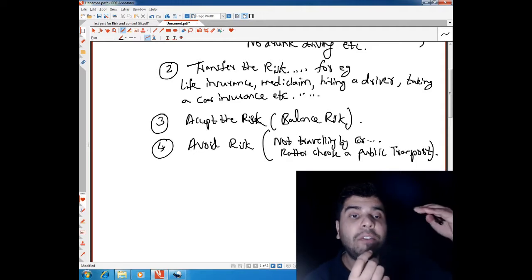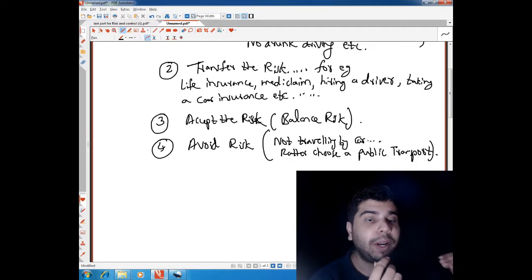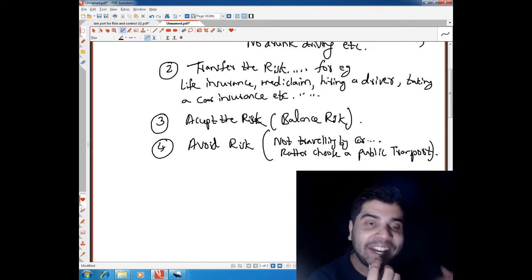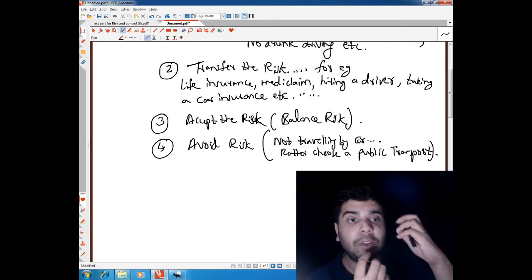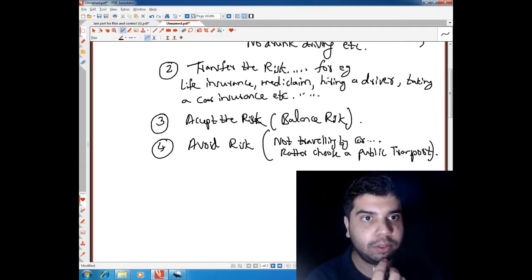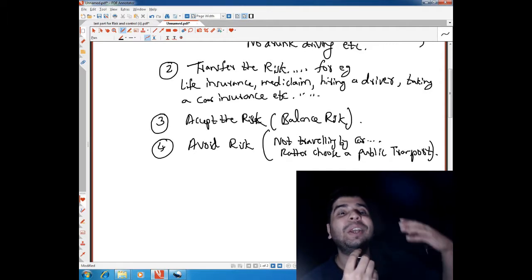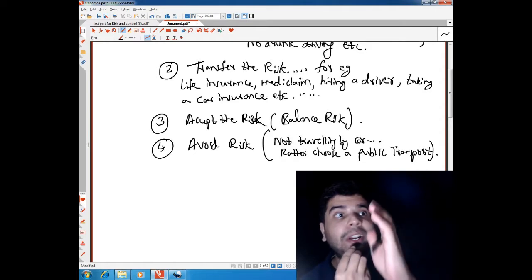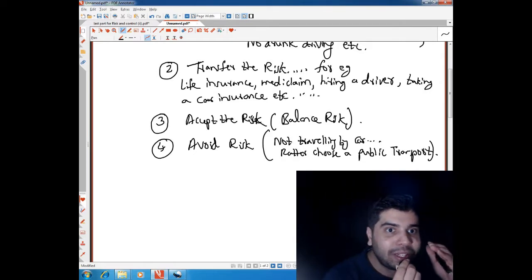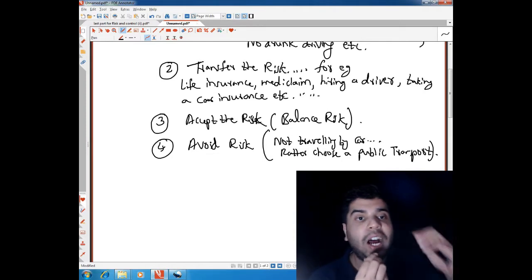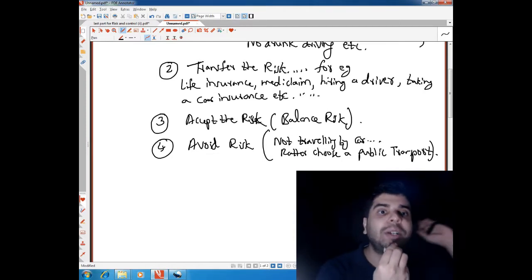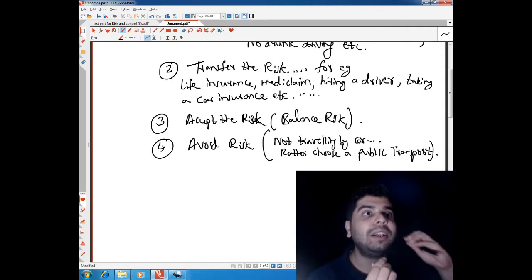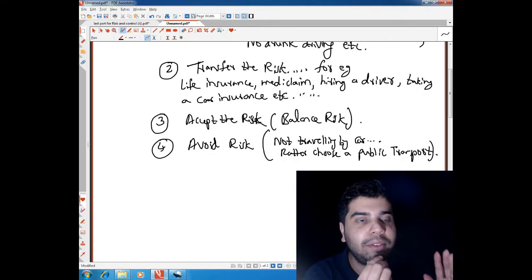So, we first try to mitigate the risk, right? We can also transfer the risk. And even after mitigating the risk, even after transferring the risk, for the balance risk, we'll accept those risks. And if you want, you can even avoid the risk by not traveling by car itself. So there is a difference between accepting the risk and avoiding the risk. Avoiding the risk means not doing something. When I say accept the risk, it means you are accepting your risk within your risk appetite.